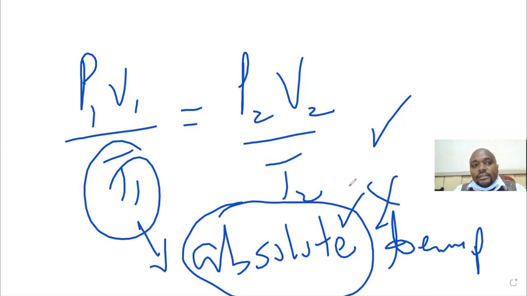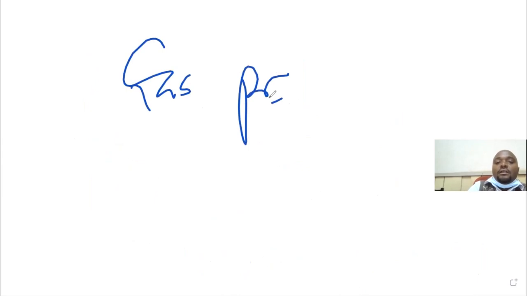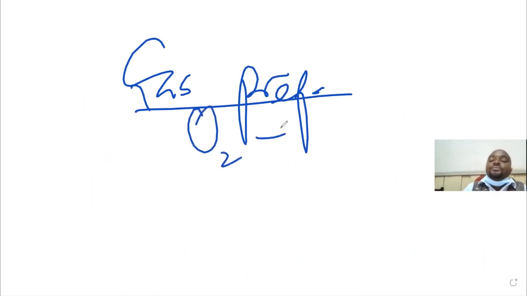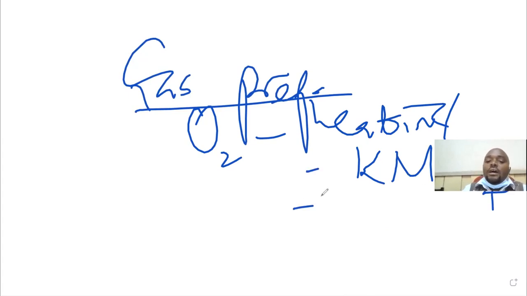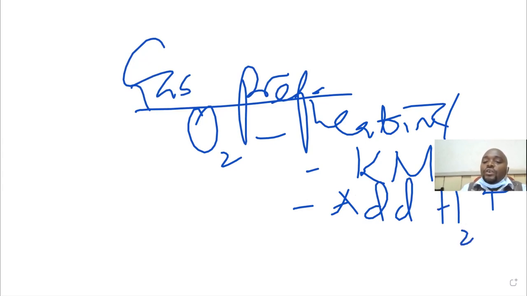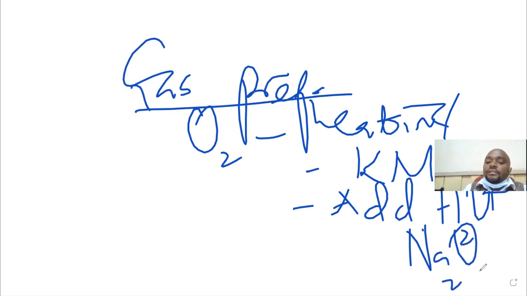Next, another area we should emphasize, gas preparation. Like in Form 1, you prepared oxygen gas. You used 3 different methods. We have heating of potassium manganate 7. Adding water to sodium peroxide. And lastly, catalytic decomposition of hydrogen peroxide. Those are the 3 methods of preparing oxygen.